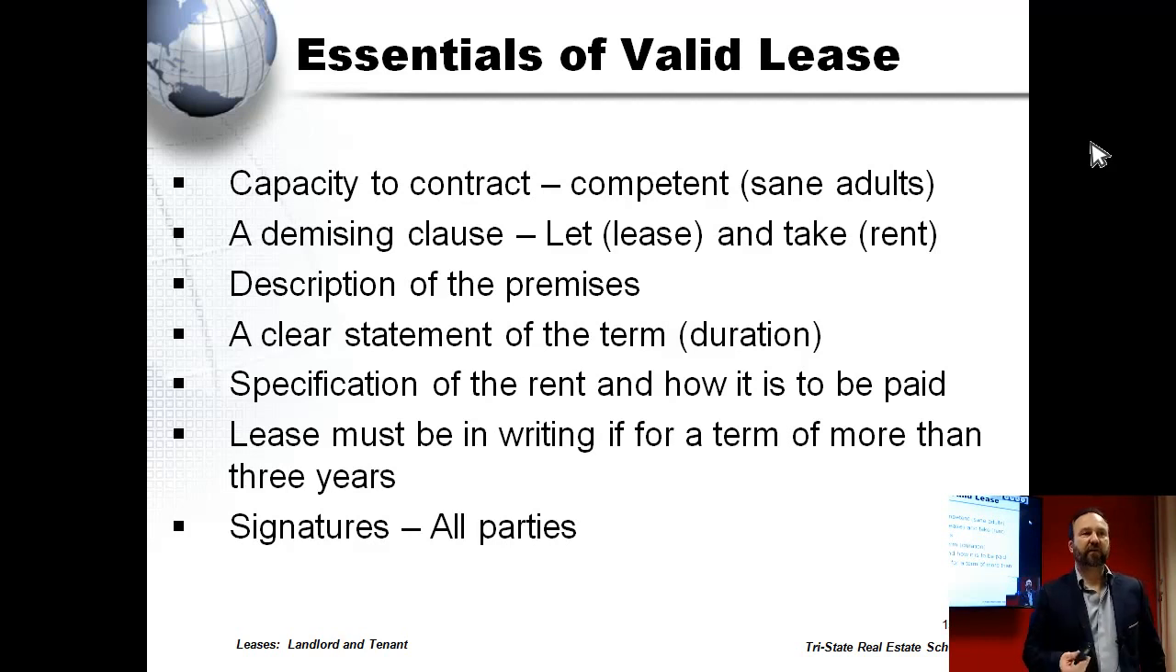Number one, they have to have the capacity to contract. In other words, be competent and sane adults. There has to be a demising clause. Now, we just learned what demising means, right? And what does demising mean? It means to transfer, to contract for lease. It's early, I know. So the demising clause has to be in there.